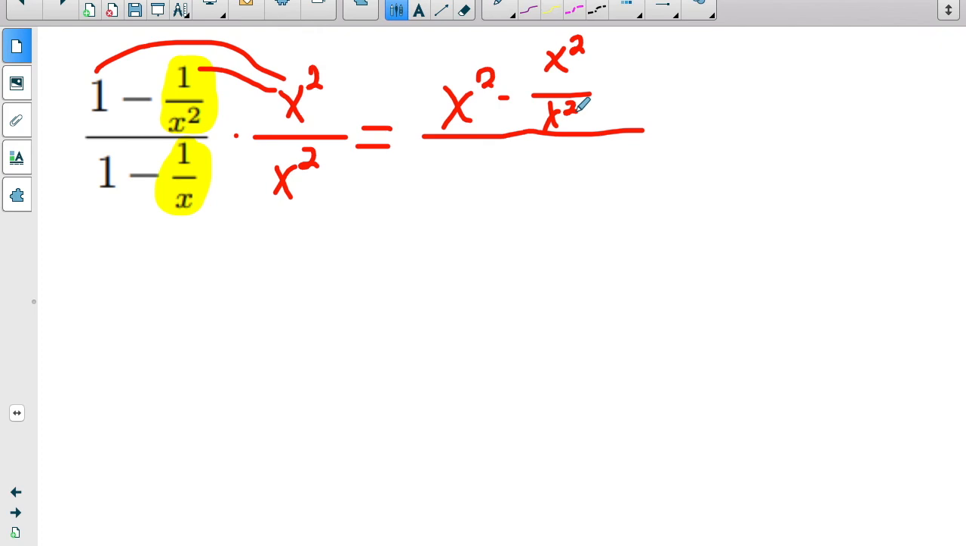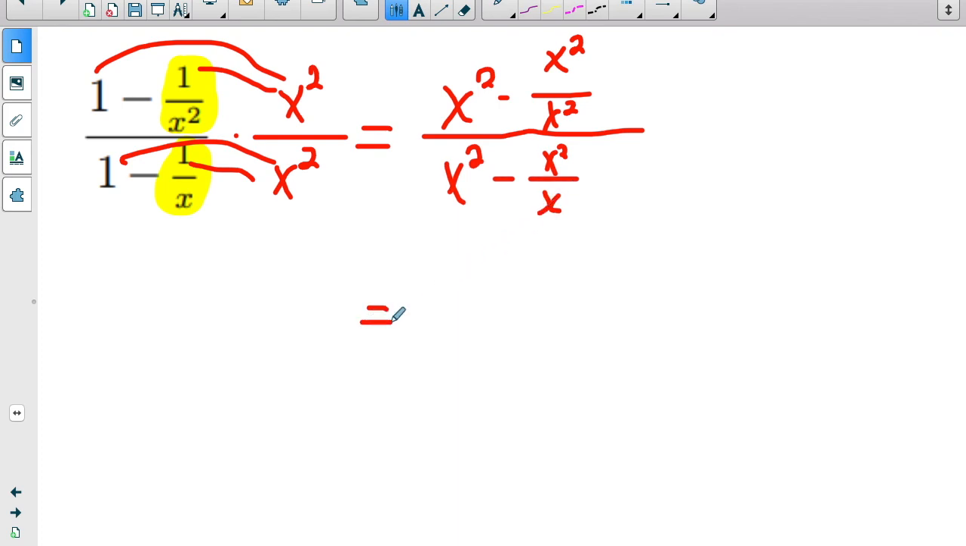Now we'll do the same thing on bottom. X squared times 1 and x squared times 1 over x. Now x squared times 1 will be x squared minus x squared divided by x.